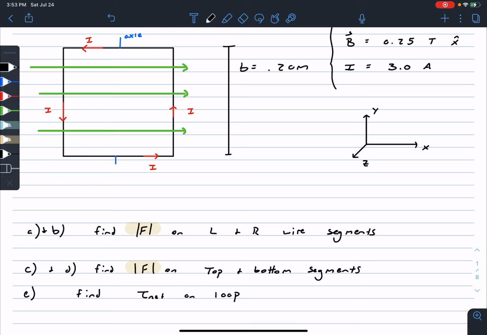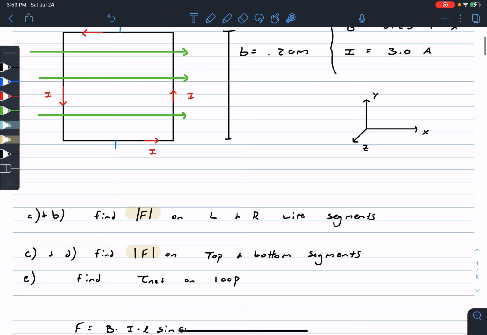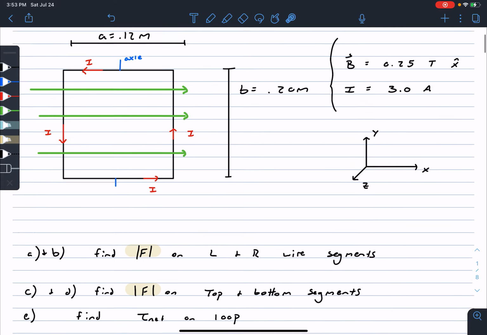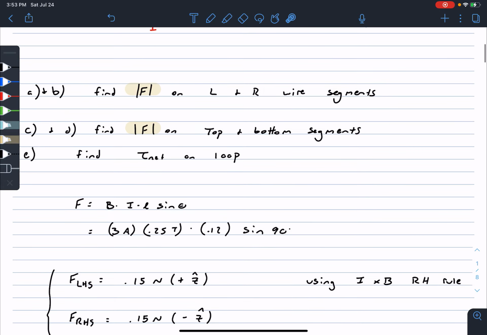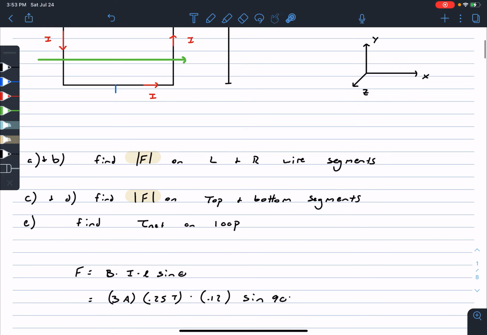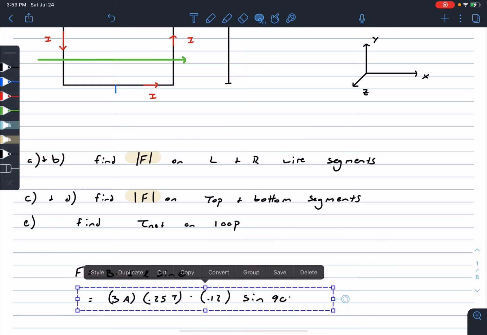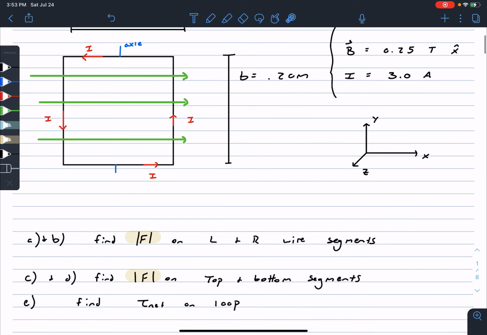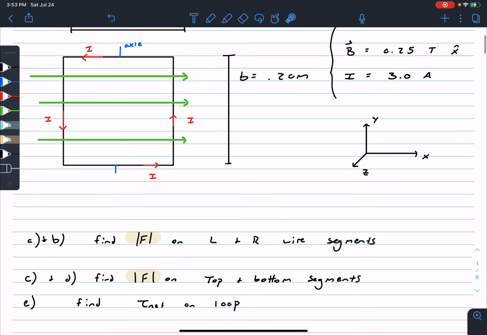Okay, so we want to make sure that we recall force on a current carrying wire. Magnetic force on a current carrying wire is going to be B times, so the magnetic field magnitude times the current times the length times sine of the angle between the field and the current.